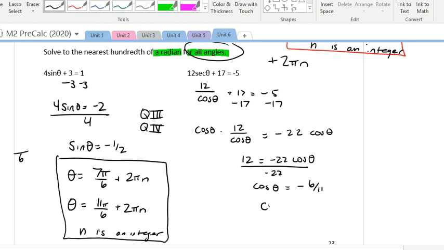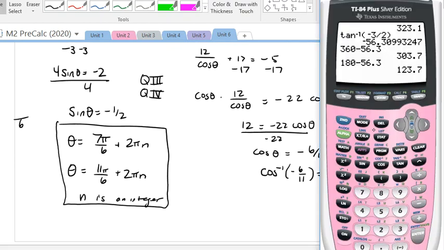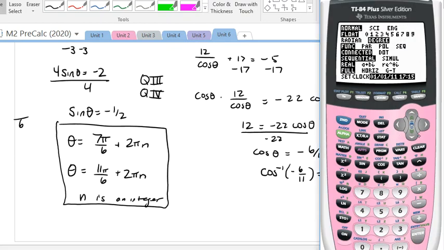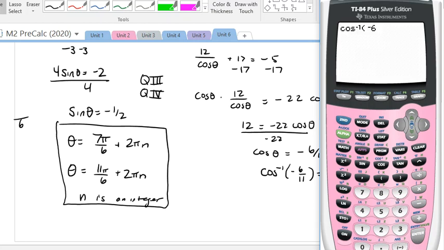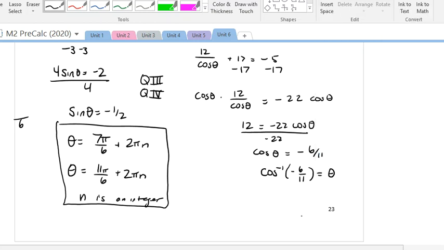Definitely not a unit circle value, so I'm going to need my calculator. I'm going to do an inverse cosine or arc cosine to find the angle. I want to double check my calculator because this problem was in radians. See, I would have had a problem. Double check my calculator. Now I'm going to do an inverse cosine of negative 6/11. 2.147, so 2.15. Theta is 2.15 plus 2 pi n.